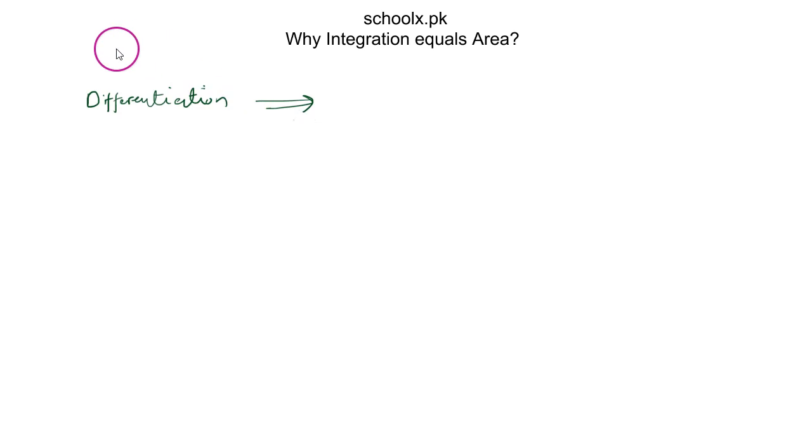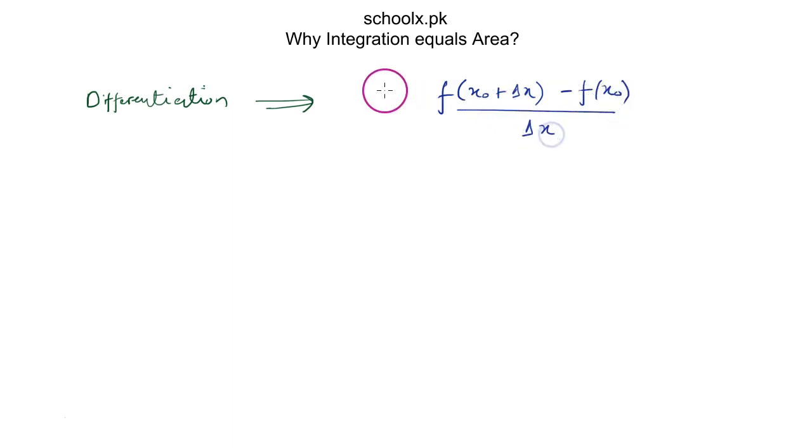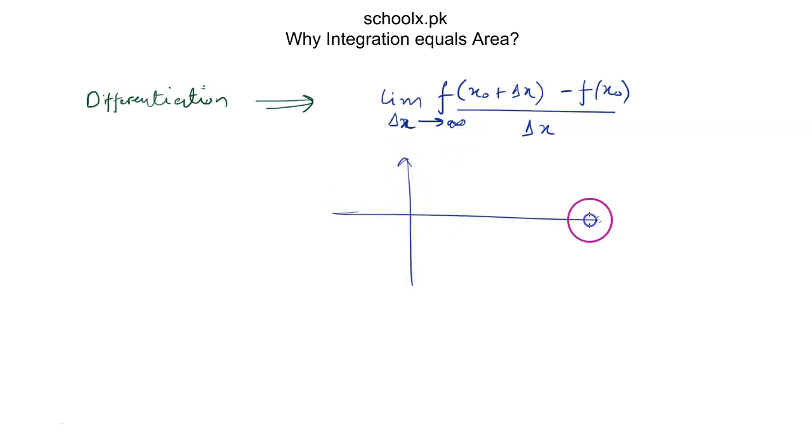Because I have told you back in the differentiation chapter that the derivative formula is this: f of x naught plus delta x minus f of x naught over delta x, where the limit of delta x approaches 0. And that's how you calculate the gradient at a point on the curve. Let's say this is our point P. That's how you calculate the gradient at a point on the curve, right?